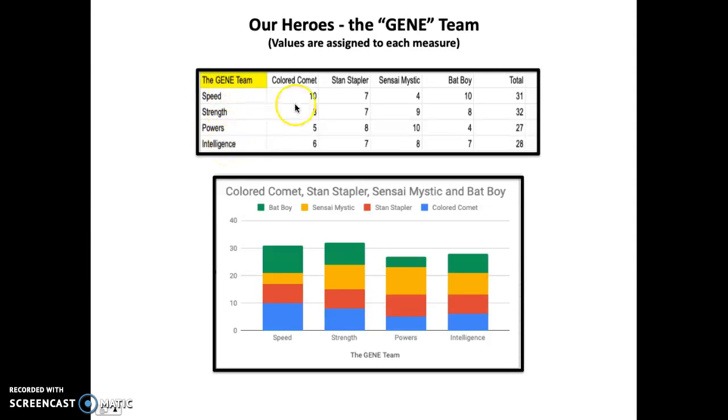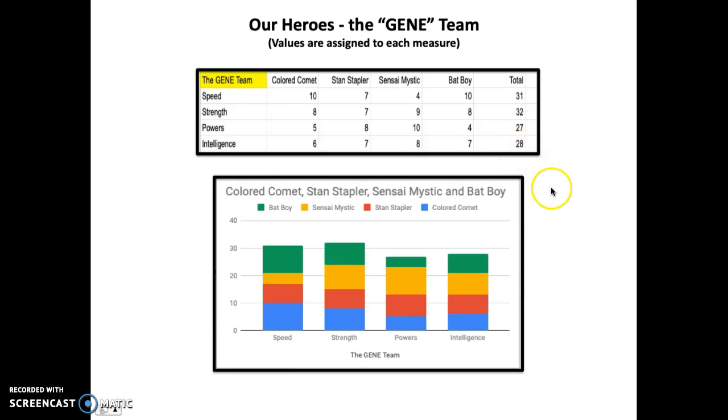Each factor is given a value from 1 to 10, with 10 being the highest. Our hero team, which we call the Gene Team, is made up of 4 characters: the Colored Comet, Stan Stapler, Sensei Mystic, and my character Bad Boy. I've added the character values to arrive at totals for the 4 factors and present them graphically.